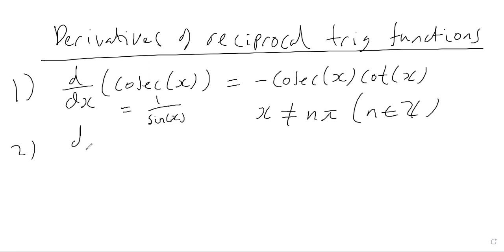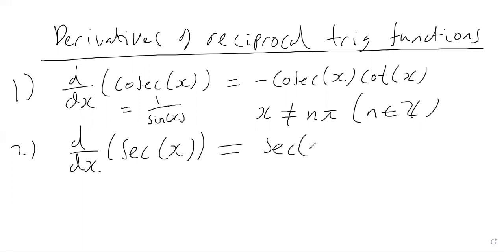The second derivative we did was the derivative of the sec function. So when we differentiate sec, we proved that the result we get is sec of x multiplied by tan of x. And again, if we just consider the domain of this sec function, sec is just the same as 1 over cos.